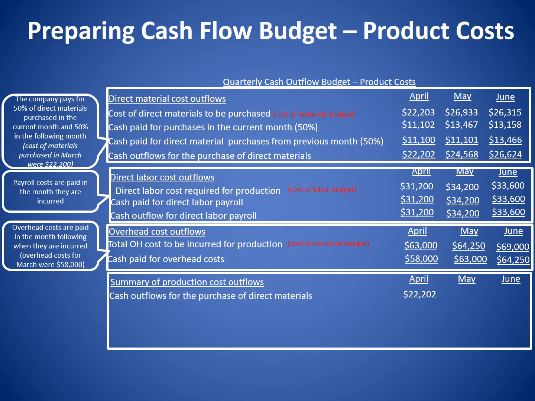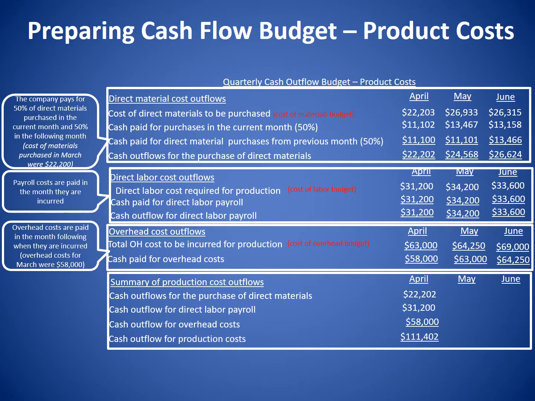Now we're going to do a summary of our production cost outflows. So the cash outflows for the purchase of direct materials in April were $22,002, and that's from the top schedule on this slide. The cash outflows for the direct labor for payroll, which is the second schedule on the slide, comes out to $31,200. And lastly, the cash outflow for overhead cost, which is the third schedule on the slide, comes out to $58,000.